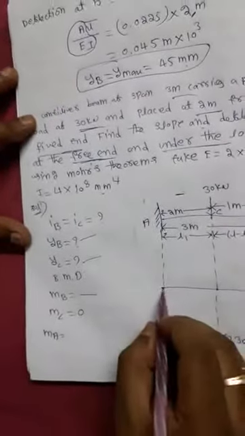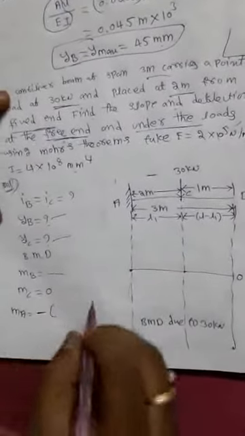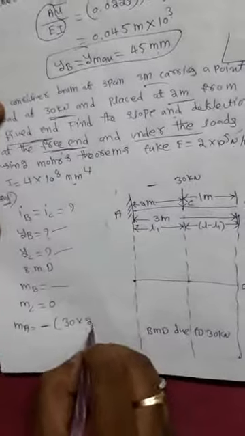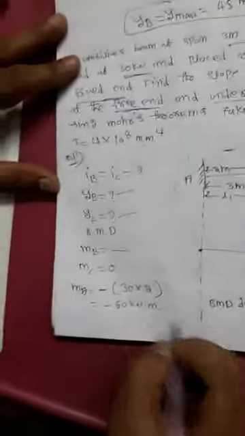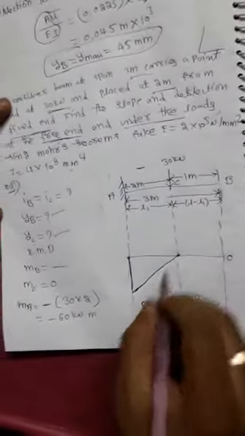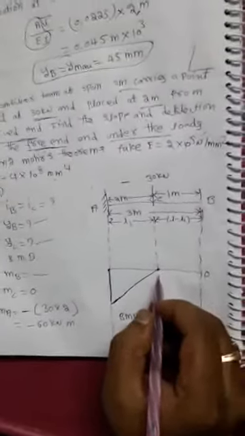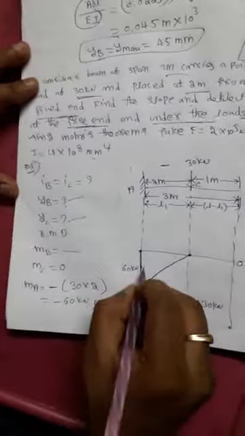MA, coming from C, has one point load. The point load is in the downward direction, so it is negative. The point load formula is force into distance, and the distance is 2. So 30 into 2 is 60 kilonewton meter. The diagram from C is in the form of an inclined line, not a parabolic line. So it is 60 kilonewton meter, with a negative sign. And next we are going to find the area that we require.